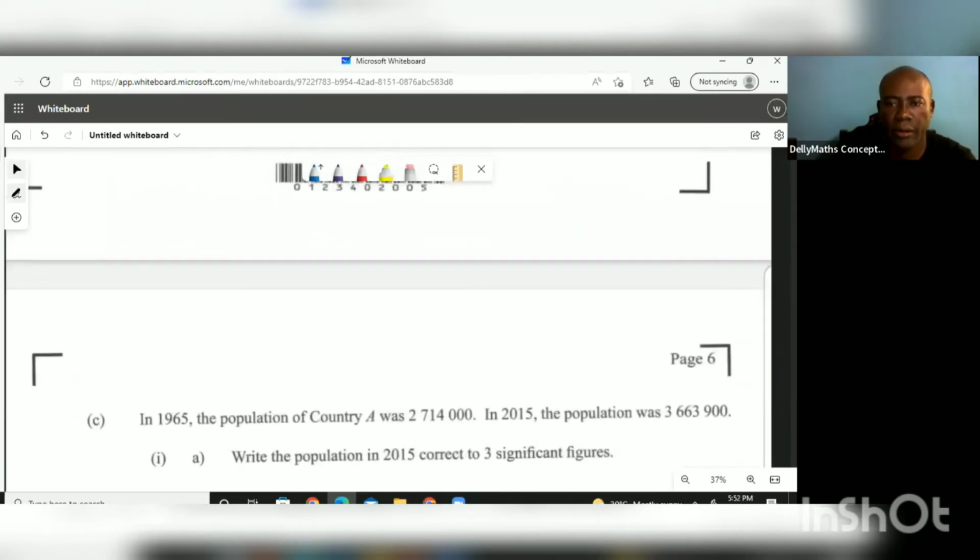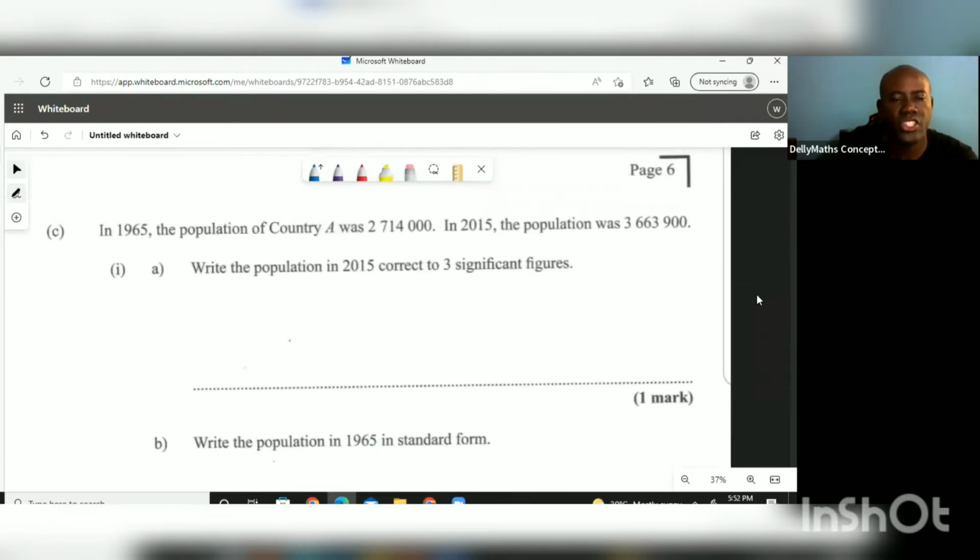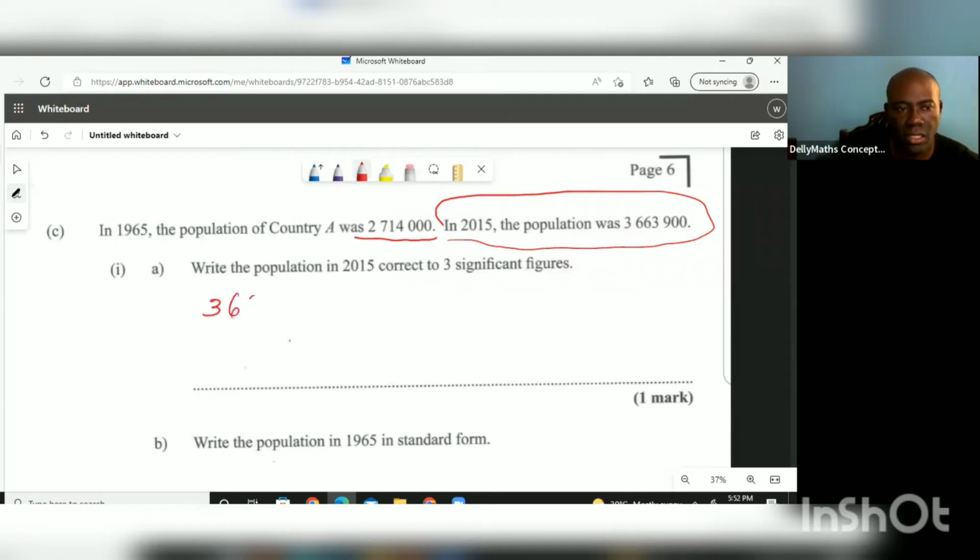All right. So it says in 1965, the population of a country A was 2,714,000. In 2015, the population was 3,663,900. We want to first write the population in 2015, which is this one, correct to 3 significant figures. So we want to write 3,663,900 as three significant figures.